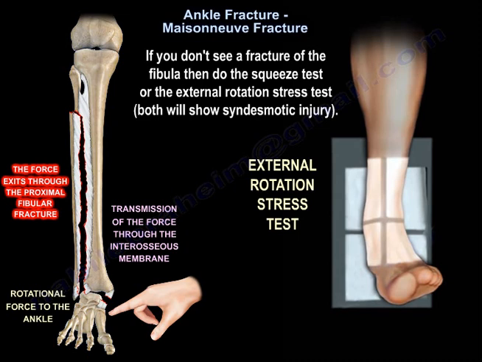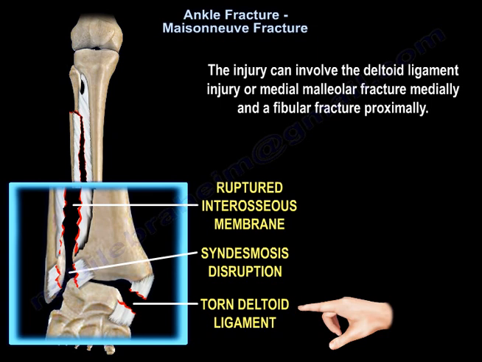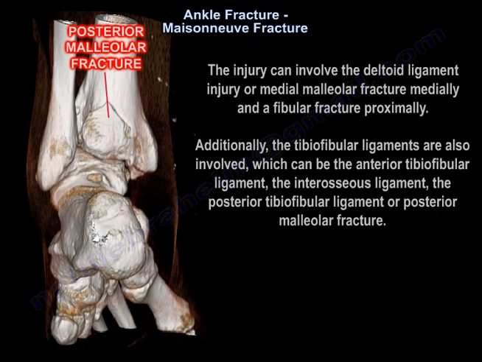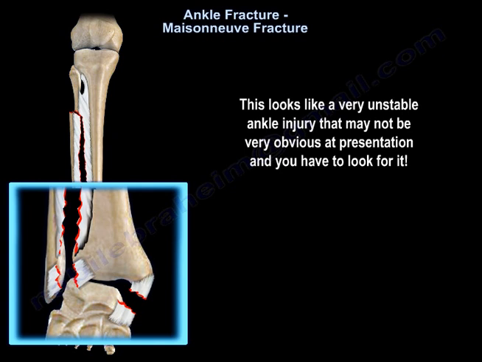The injury can involve a deltoid ligament injury or medial malleolar fracture medially and a fibular fracture proximally, in addition to the tibiofibular ligaments, which can be the anterior tibiofibular ligament, the interosseous ligament, the posterior tibiofibular ligament, or a posterior malleolar fracture. So that looks like a very unstable ankle injury that may not be very obvious at presentation, and you've got to look for it.